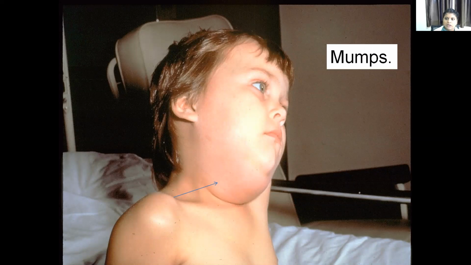This is a picture showing a mumps case where there is involvement of the submandibular gland. Here you are seeing swelling of the submandibular gland of a child. And here this picture shows parotid gland involvement, non-suppurative swelling of the parotid gland.